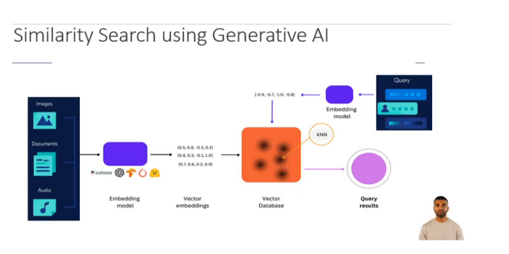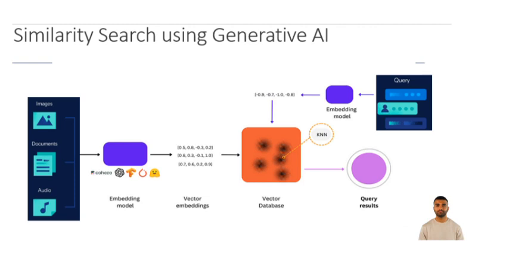Query embedding model. A query is passed through an embedding model to convert it into a vector format. For example, a user might search for images, documents, or audio similar to a specific query. The embedding model transforms the query into a vector like 0.9, -0.7, -1.0, 0.8. When a user makes a query, such as searching for similar images or documents, the query is converted into a vector using the same or similar embedding model.